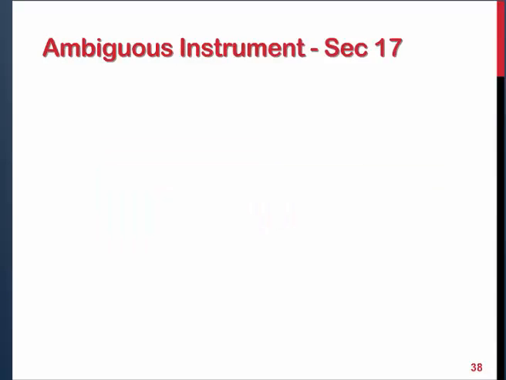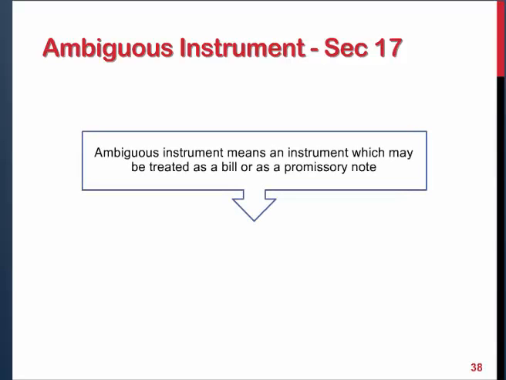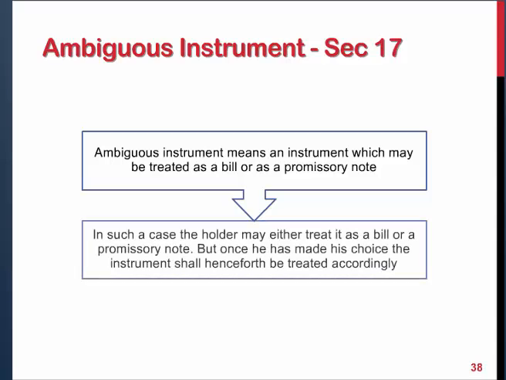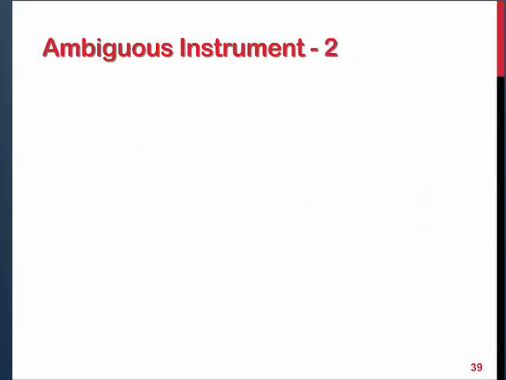Ambiguous instruments. Section 17 of the Negotiable Instruments Act. An ambiguous instrument means an instrument which may be treated as a bill or as a promissory note. In such a case, the holder may either treat it as a bill or promissory note, but once he has made his choice, the instrument shall henceforth be treated accordingly.